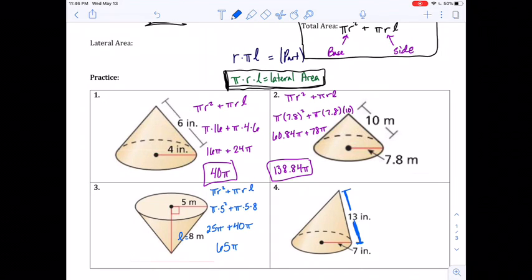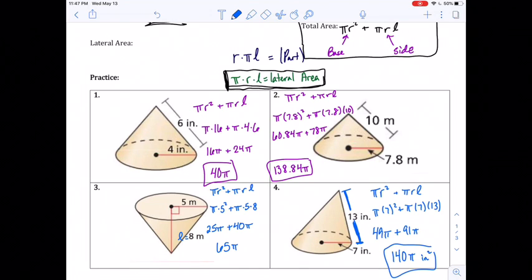Okay, so our last one here, pi r squared plus pi r L, and I've got pi times 7 squared plus pi times r is 7 times L is 13. Again, the slant height is L. This is 49 pi plus 91 pi, which would get me 140 pi, and that's square inches.